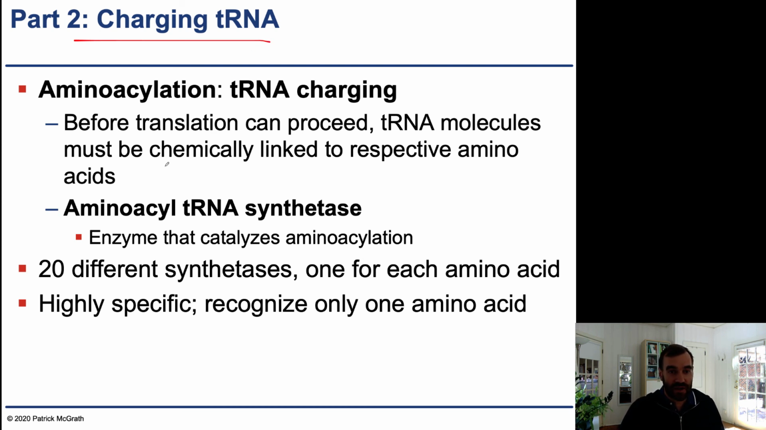So aminoacylation is tRNA charging. Before translation can proceed, the tRNA molecule must be chemically linked to the respective amino acid at that 3' end. And these enzymes right here are very important for that process. These are aminoacyl tRNA synthetases. These are the enzymes that recognize particular tRNAs, recognize a particular amino acid, and then attach those together. And there are 20 different synthetases, one for each amino acid. So proline has one, phenylalanine has one, etc.